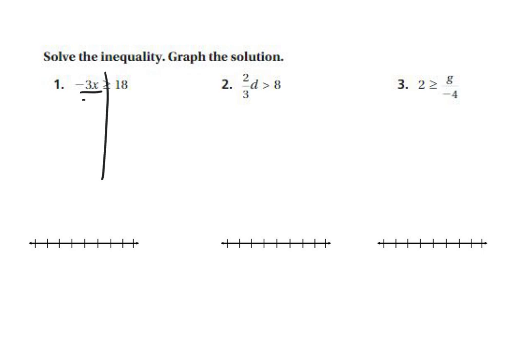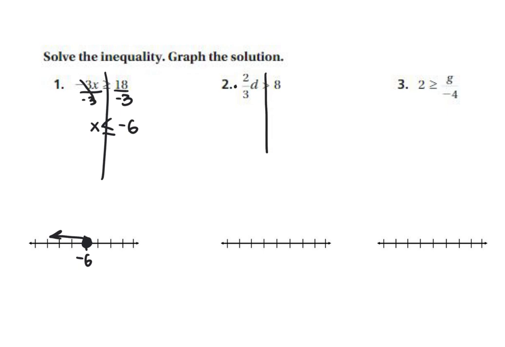We're going to divide by -3 on both sides. On the left side, we divide by -3 because -3 divided by -3 is 1, so we're left with x. Because we divide by -3, we need to flip our sign. 18 divided by -3 is -6. We'll plot our point at -6. Our circle will be filled because it's less than or equal to, and our arrow points to the left.